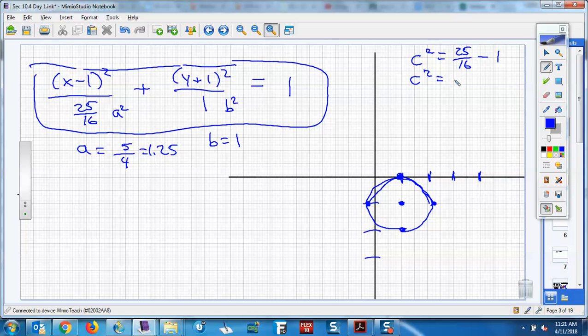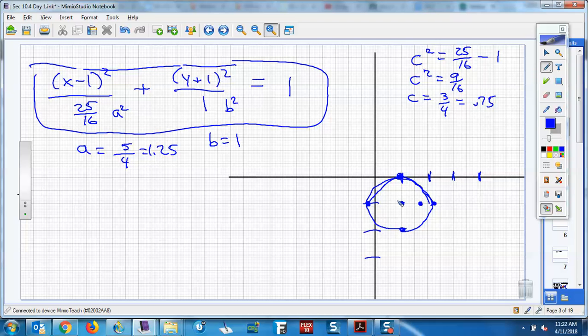25/16 minus 16/16. You have calculators, I get it, but it's 9/16, right? So C would be 3/4 or 0.75. But again, use your calculator for that, that's fine. Okay, 0.75. So here is C, so 0.75, here's 0.5, so 0.75 will be about there.